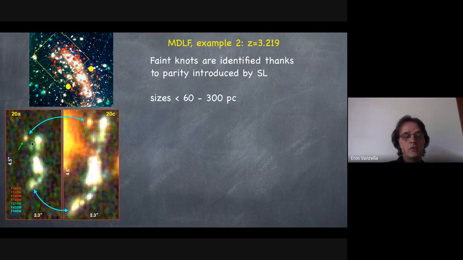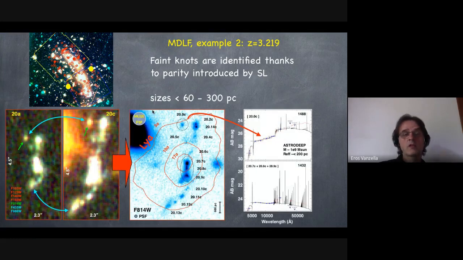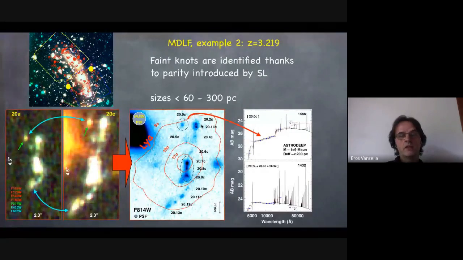Imagine that you have only one image, and it's not so trivial to associate one knot to the rest if you don't have redshift. But in this case, we are quite sure that it is part of the same system. So it's very nice, because you can start studying performance fitting, or study physical properties of these knots individually at the scale, let's say, between 60 and 300 parsec.